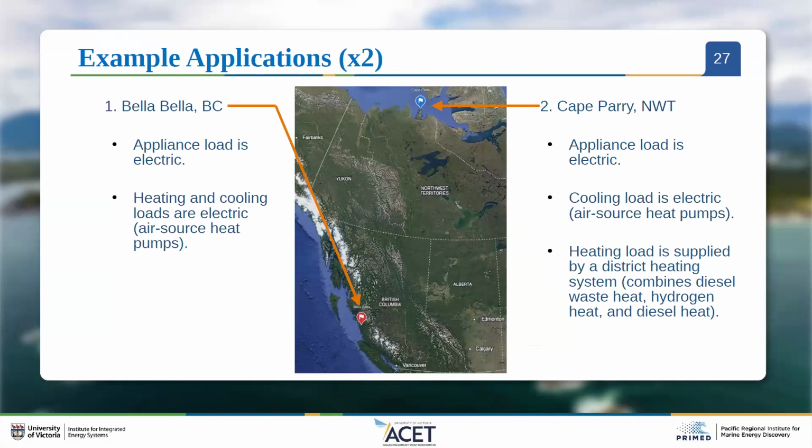And the two examples that I'm thinking of, we're building these 40 homes in two different places. The first example, we're going to build them around Bella Bella. The appliance load is electric, and then the heating and cooling loads are going to be satisfied by air source heat pumps. And then we're going to do a similar exercise in Cape Perry. The appliance load, again, is electric. The cooling load in the summer is air source heat pumps, and the heating load in the winter is supplied by a district heating system. That'll be a combination of diesel waste heat, hydrogen, and just diesel boiler.